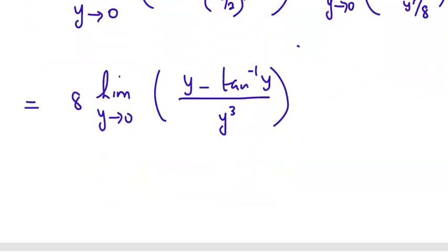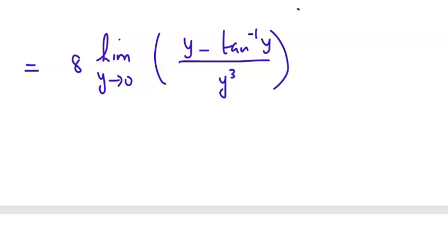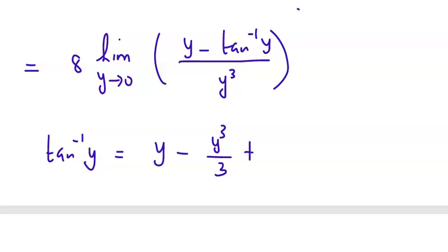Now we're going to use the Taylor series expansion for the inverse tangent, so here we're going to make use of it. We know that the inverse tangent of y is equal to y minus y cubed over 3, then plus y to the power of 5 divided by 5, minus y to the power of 7 divided by 7, plus, and so on.